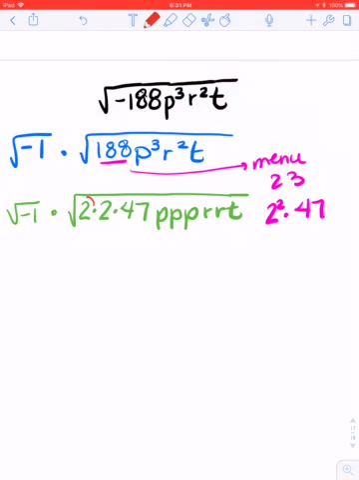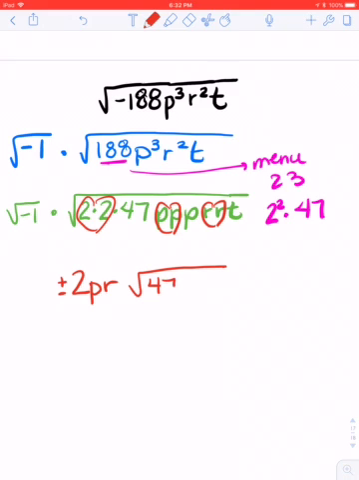Okay, now I'm looking for pairs. So there's a pair, there's a pair, and there's a pair. So 2, p, and r are going to go out in front. Now remember, I'm going to add that plus-minus part in the front too. Left underneath is going to be 47 and then p to the second. Now if I bring this part down in the front, it's going to be the imaginary i, that imaginary number.